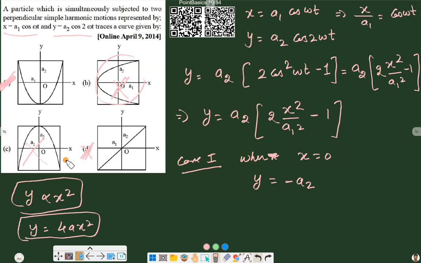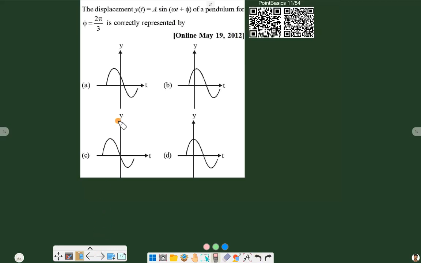Now let's move to the next question. One more question I think we can solve. The displacement of a pendulum with a phase of 2 pi by 3 is correctly represented by which graph? So using this equation with phase of 2 pi by 3, we have to find which of the graphs correctly describes this pendulum equation.